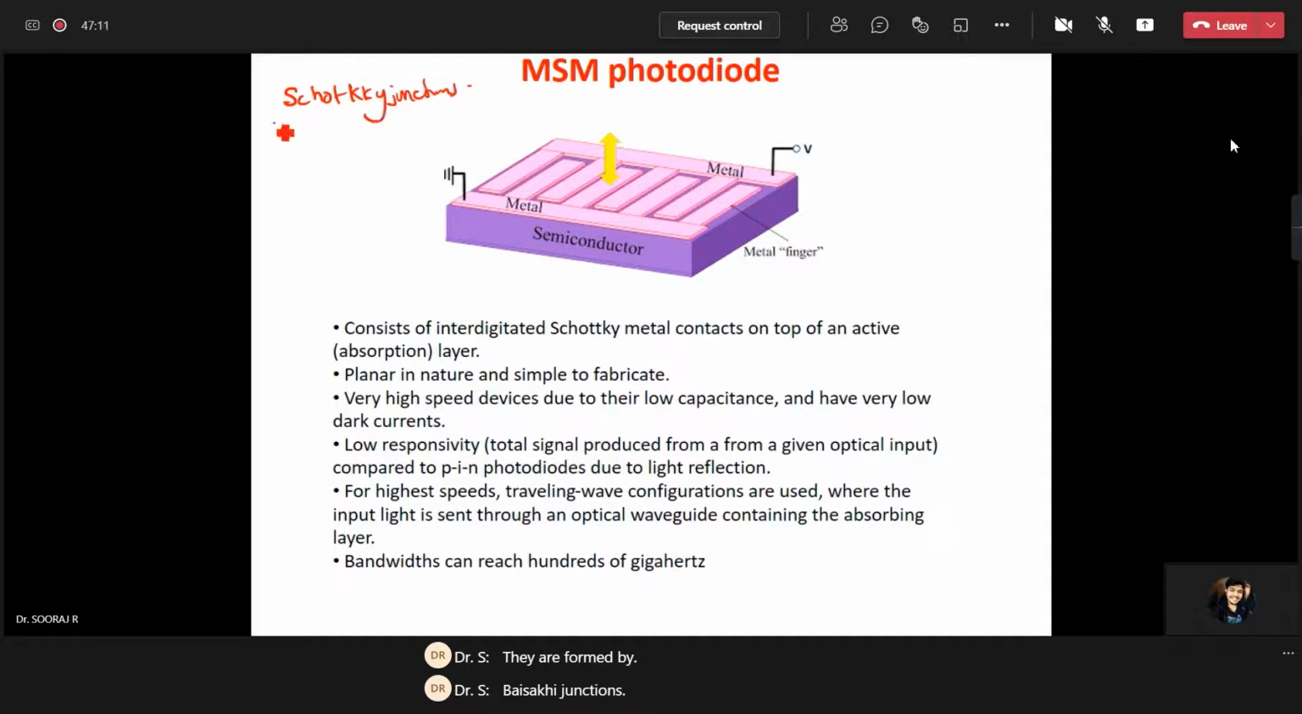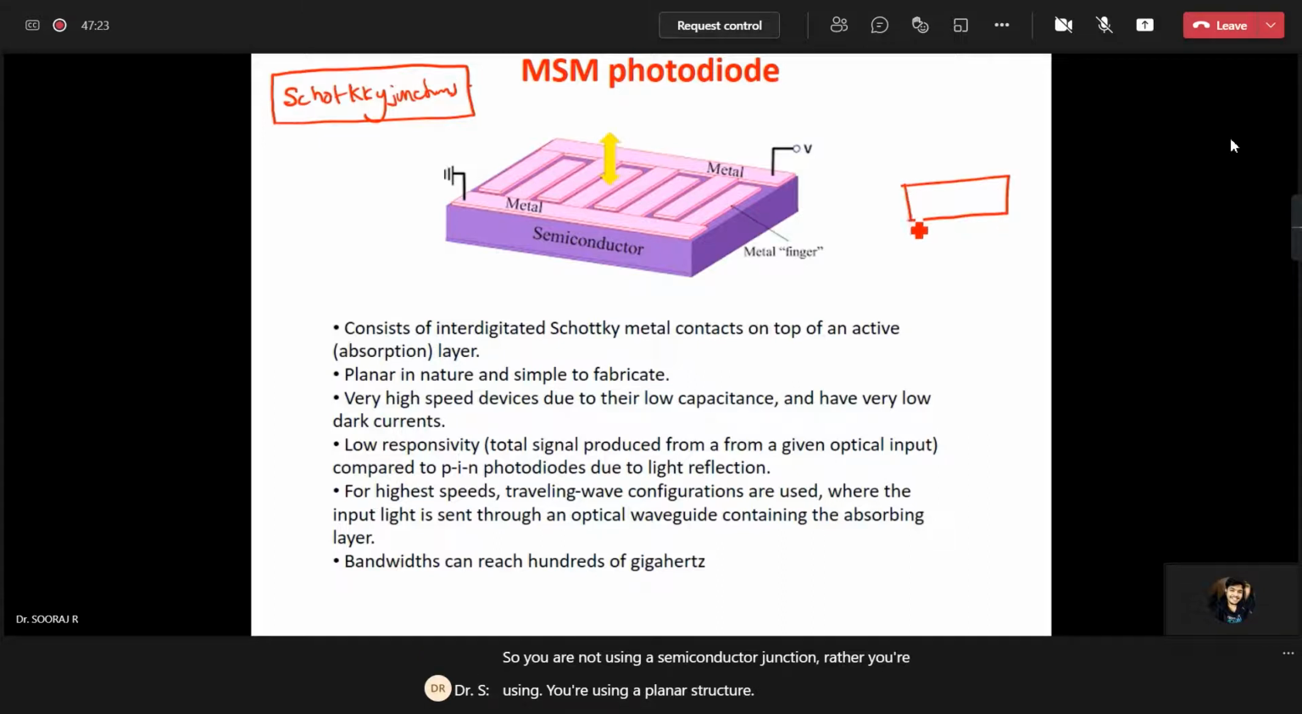And you know what a Schottky junction is? That's the junction between a semiconductor and a metal. So you are not using a semiconductor junction, rather you're using a planar structure like this. Here you have one electrode, and here you have the other electrode. This is metal, this is also metal. So this metal and this metal form one junction, and this metal forms the other junction. So you can form a junction which is called a Schottky junction.